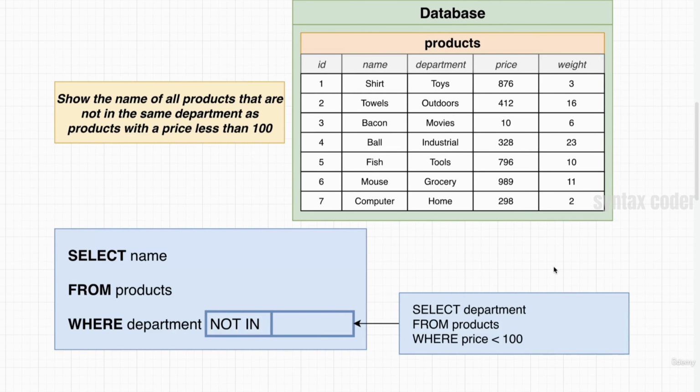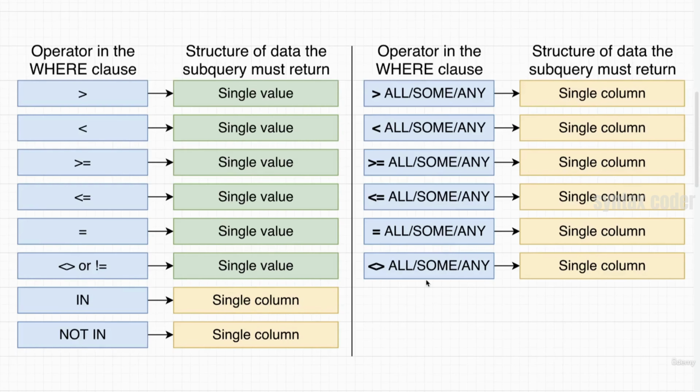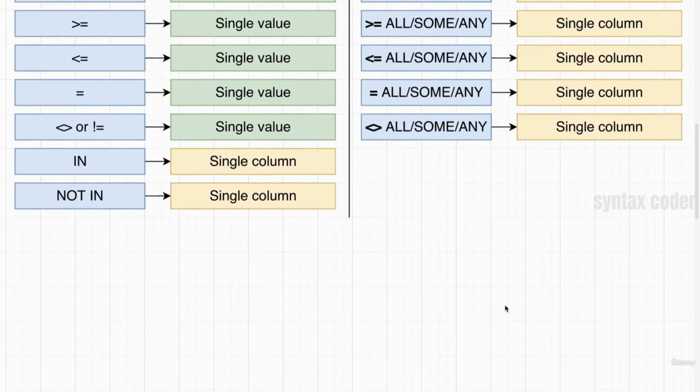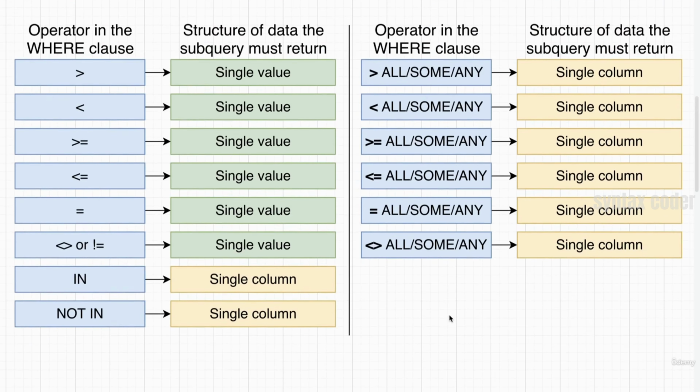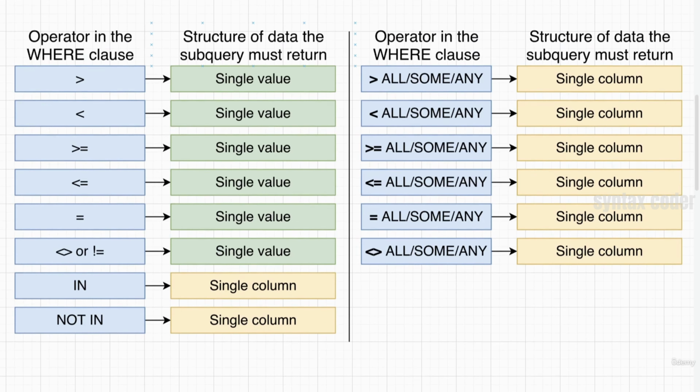Okay, so that's another example of a subquery. And again, we have made sure, based upon the operator that we were using, that the subquery was returning the correct structure of data. All right, let's take another pause, and then we're going to move on to the right side of the table over here and take a look at some other operators.